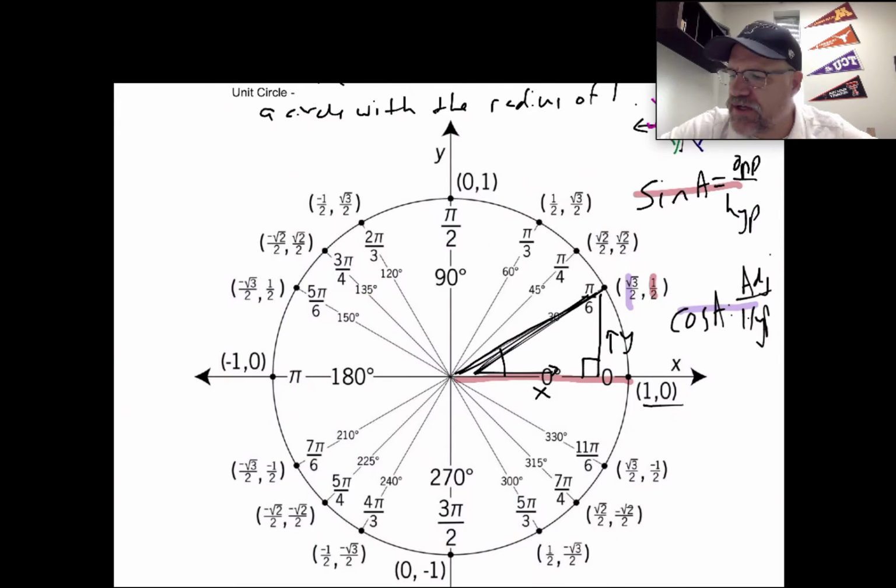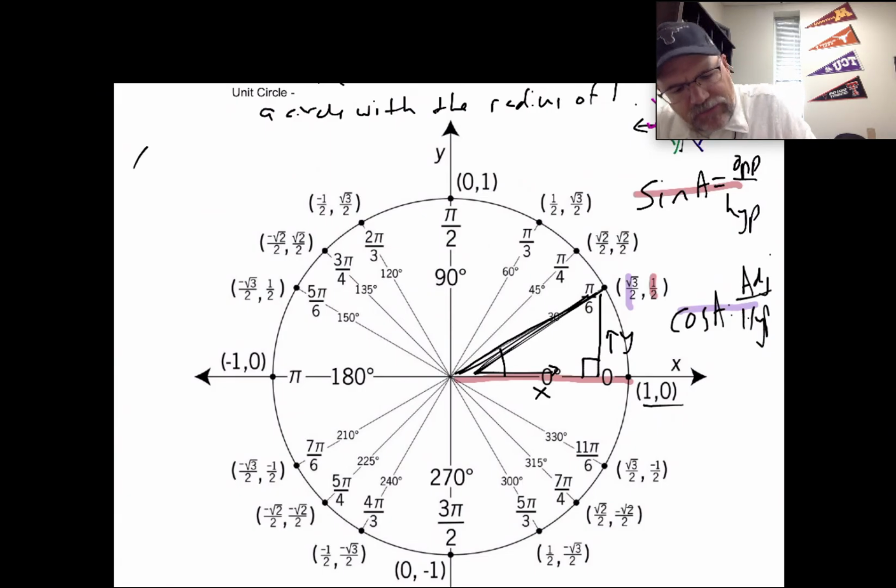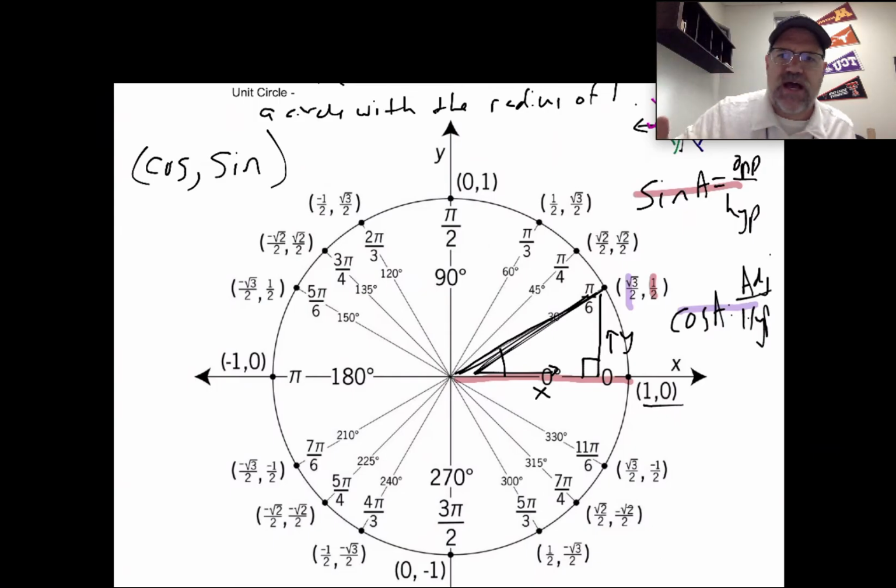I just want you to look at this for a moment, and it's kind of interesting. Actually, I'm going to also add up here that point, what I just said. Cosines are my x's, sines are my y values. So cosine and sine: cosine is always the x value, sine is the y value.